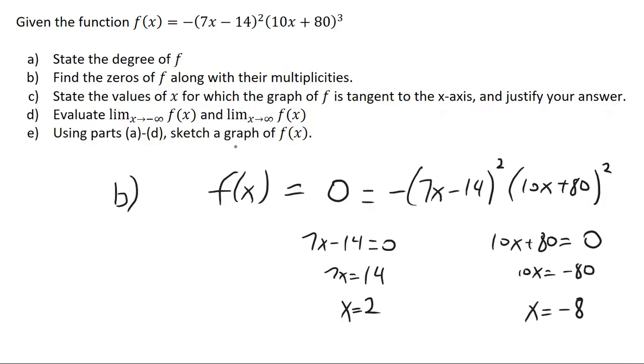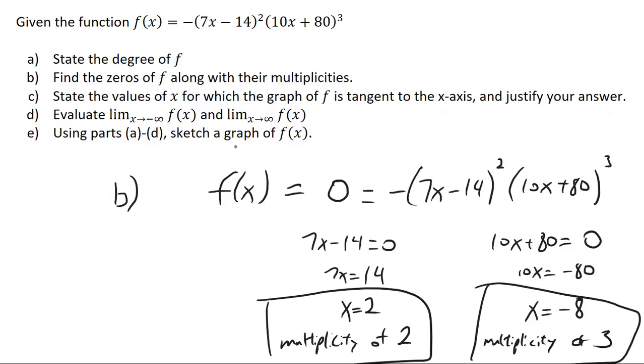Okay, now what are the multiplicities? This is a cube, I copied it wrong. Okay, the multiplicities, what does multiplicity mean? It means a repeated 0. Okay, this 0 corresponding to x is equal to 2. There's 2 of them because it's 7x minus 14 times 7x minus 14. There's 2 of them. So this has a multiplicity of 2. And this one, x is negative 8. Well, there's 3 of the 10x plus 80s. So it has a multiplicity of 3.